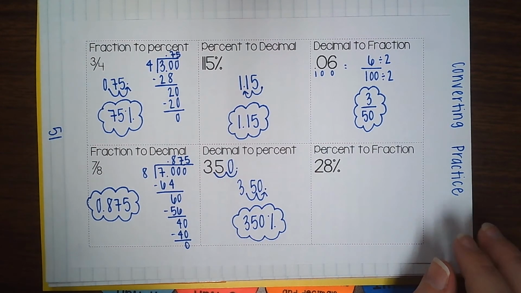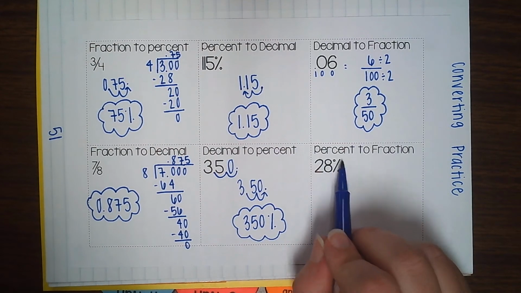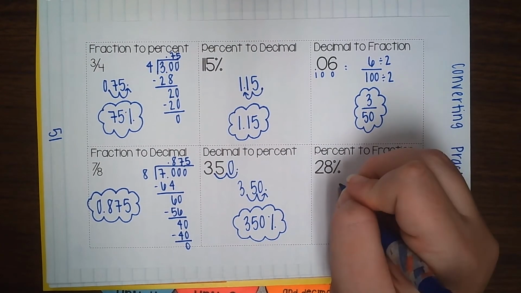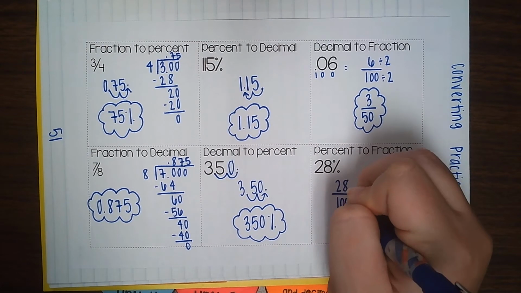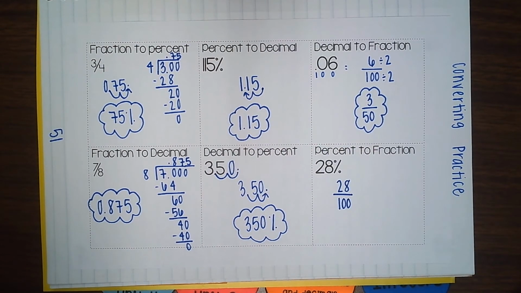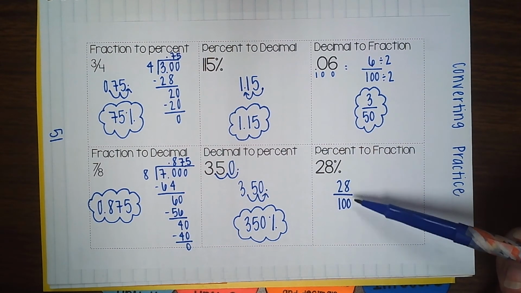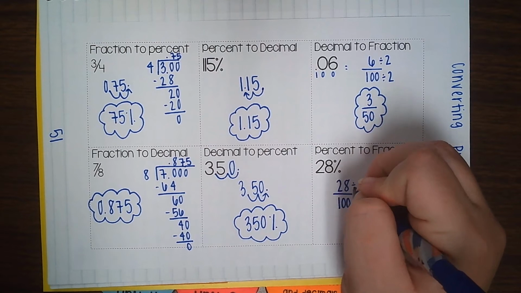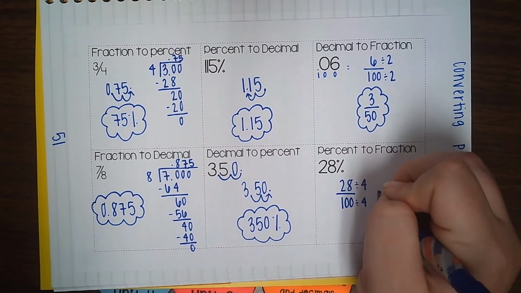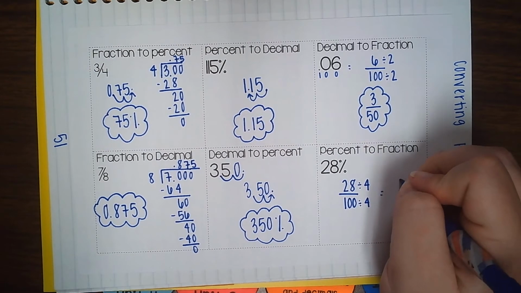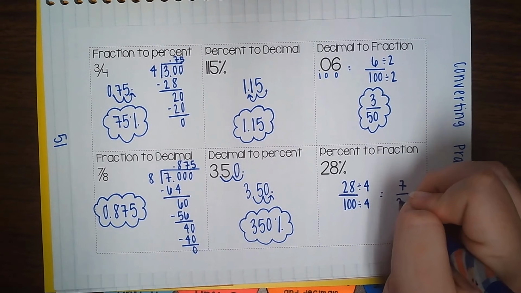Okay, percent to a fraction, we take our percent sign away and we put 28 over 100 because percent means per 100. Then we simplify. 28 and 100 are both divisible by 4. So that would give me 7/25.